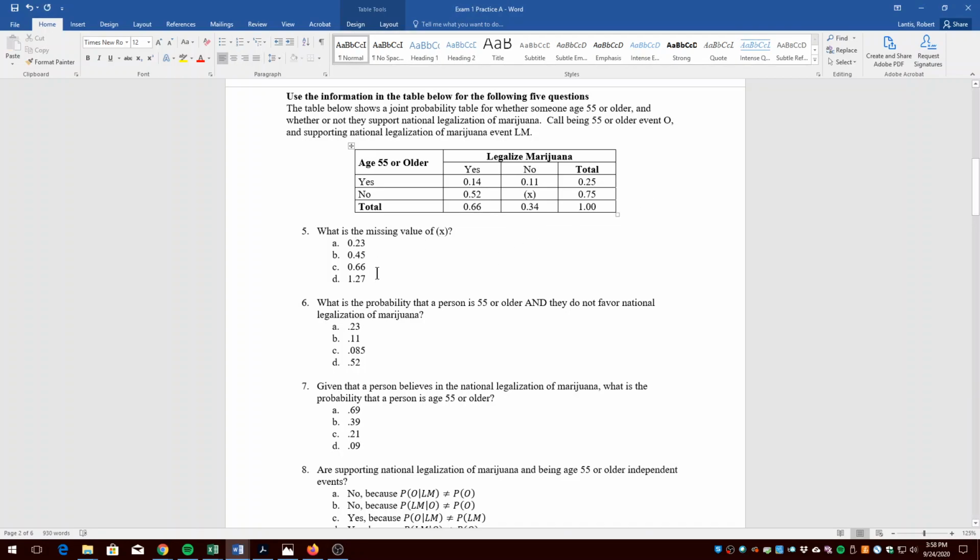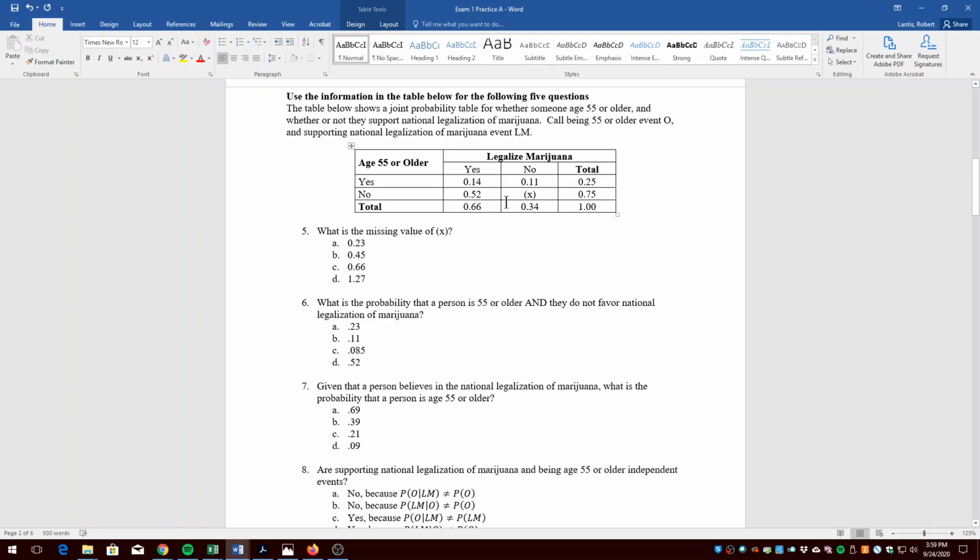If you want to find this missing value of x, remember that these top 4 left cells all represent intersections. We went through in more depth why we can do this in lecture, but the way we get these totals is adding down the columns or across the rows. If I'm older than 55 and I want marijuana legalized, and I take the group of people older than 55 that don't, when I add those together, that's everybody over 55, and that's why it gives me the total.